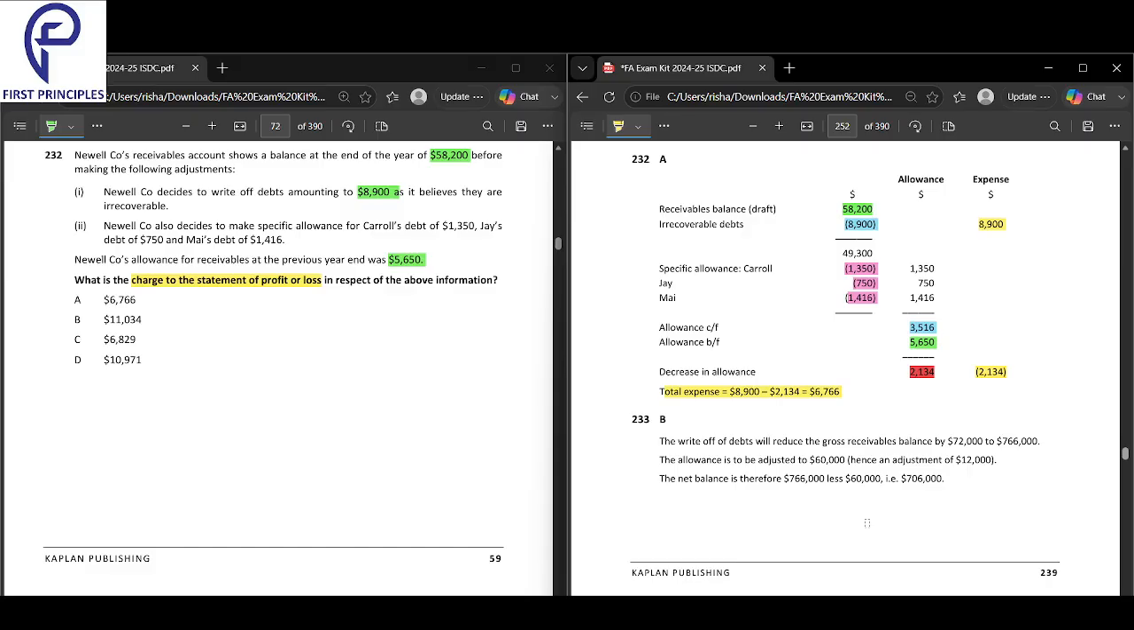Total expense this year 6766. What is our total expense this year? 6766. This is the expense that goes to P&L.